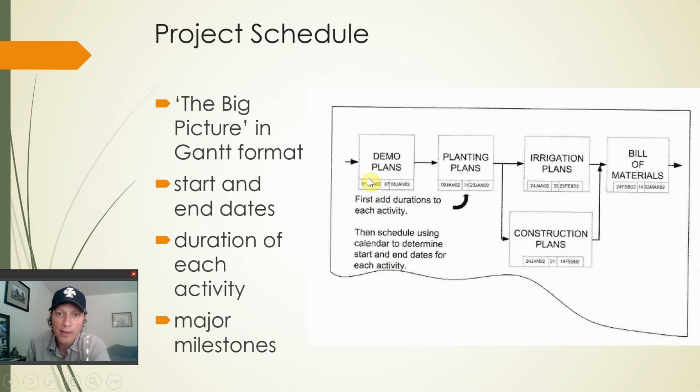Demo plans, we have a start date, January 1st. We have an end date, January 8th. So in the middle, we have a duration of 7 days. Pretty straightforward. That flows right into planting, starting the very next day, January 9th. This is going to take a little bit longer and probably take more resources. It's going to take a full 2 weeks or 14 days. And then we have a longer period yet in which probably a contractor is going to produce construction plans and irrigation plans. So you get how this works.